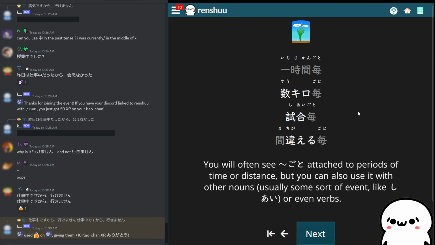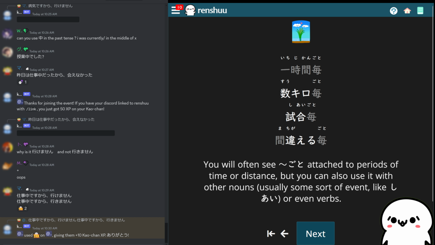And so let's take a look at these. It is often used with periods of time or periods of distance. And you'll see here, for example, the very first one is ichijikan goto. That doesn't mean 1 hour, that means every hour. Every 1 hour. So after each hour takes place, something happens.